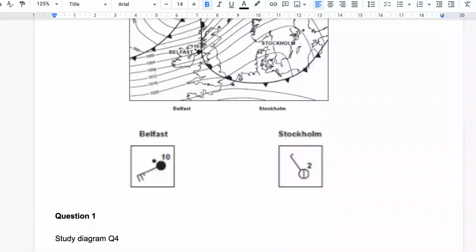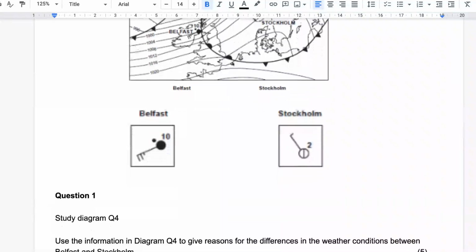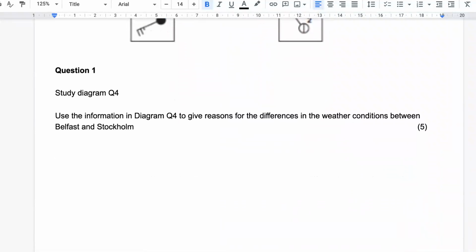Once we understand that that is the weather happening in these two places, we have to look at the question. The question asks us to give reasons for the differences in the weather. We are not being asked to say what those differences are, although we would have to obviously do that in order to answer this question, but we are marked for offering reasons.